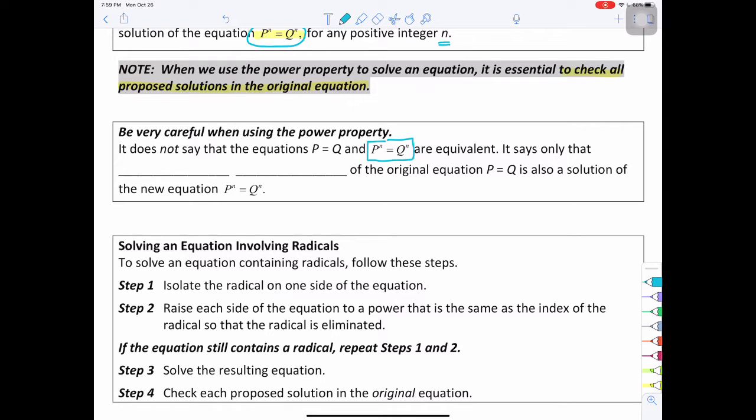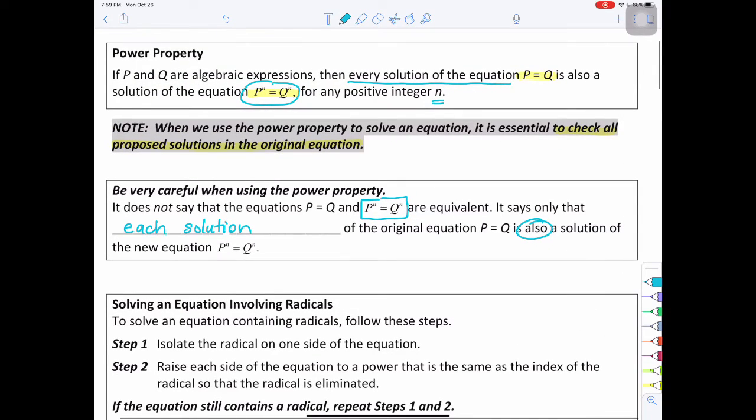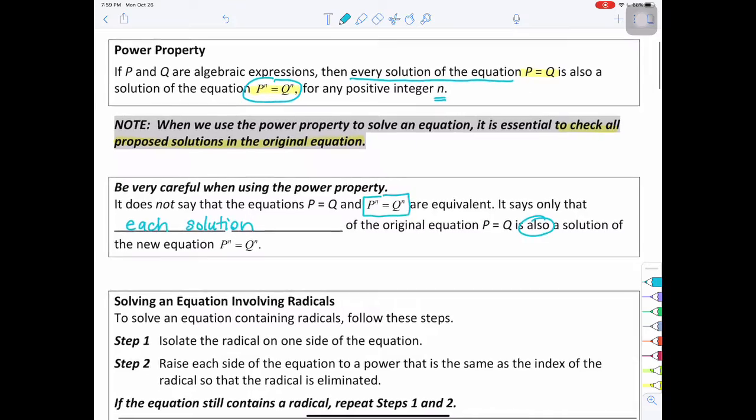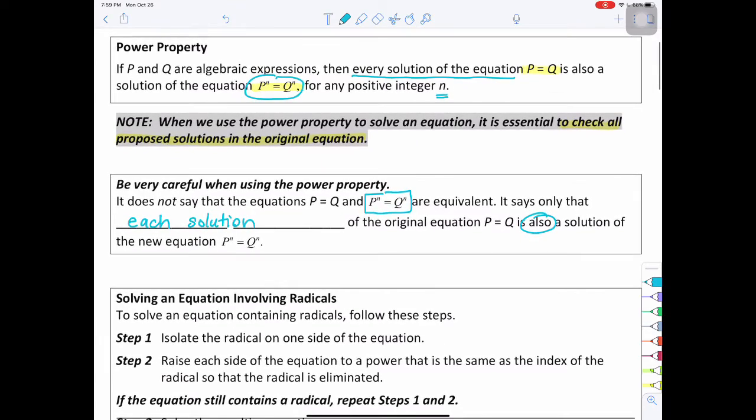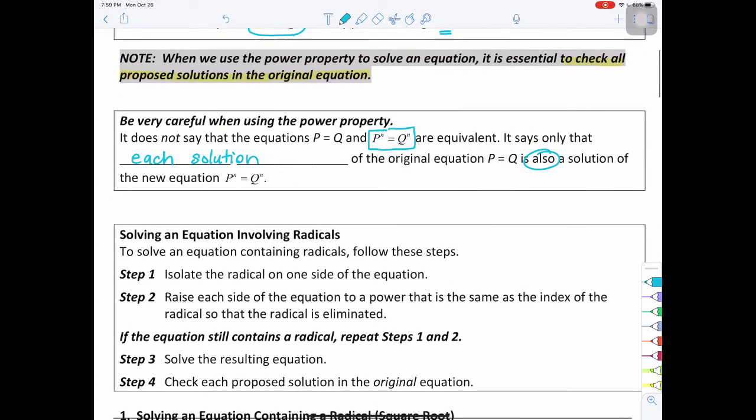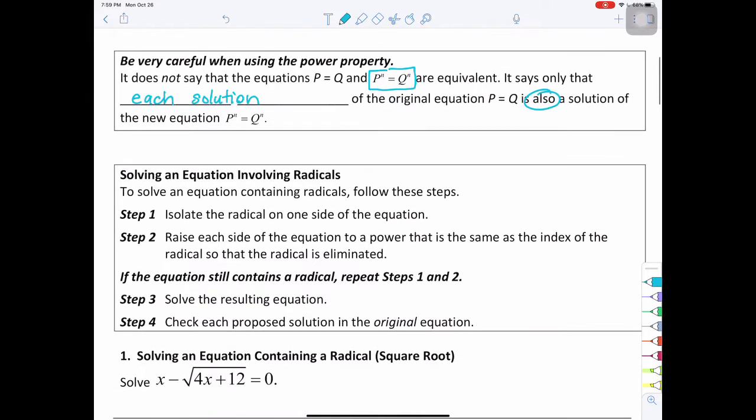They are not equivalent. It only says that each solution of the original equation is also a solution of the new equation. I didn't mention here that this power n that we raise both sides to is the index. I think I mentioned it down here in our steps.